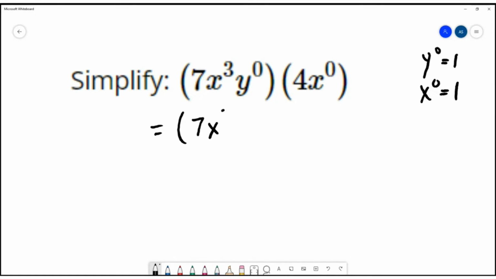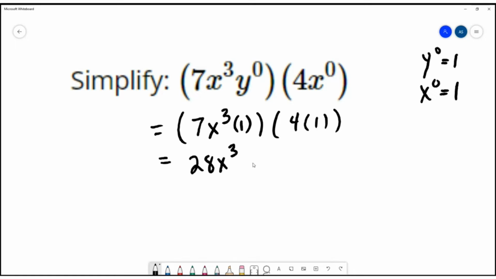That would give 7x cubed times 1, 4 times 1. And from here we can multiply 7 times 1 times 4 times 1. That gives 28 x cubed. So this relies on us knowing that y to the 0 power is 1. This is something that we memorize.